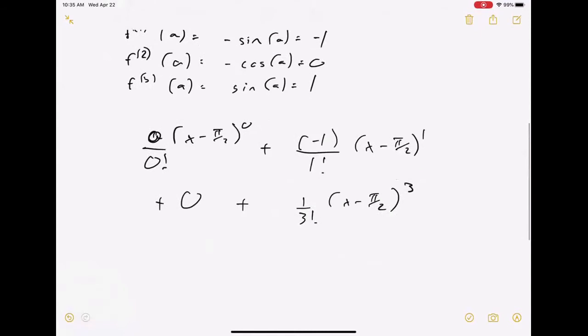So really this simplifies to negative x minus pi over 2, plus 1 over 3 factorial, which we could write as 1 over 6, x minus pi over 2 to the power 3. So that is all for that problem. The other first several problems are similar.